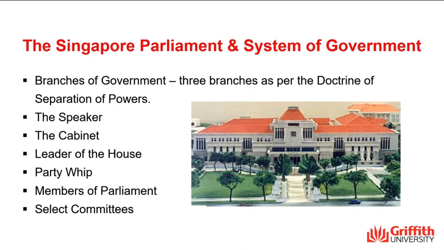Members of Parliament consist of either elected, non-constituency or nominated members. The majority of MPs are elected into Parliament at a general election on a first-past-the-post basis and represent either single-member constituencies or group representation constituencies. MPs act as a bridge between the community and the government by ensuring that the concerns of their constituents are heard in Parliament. Elected members.